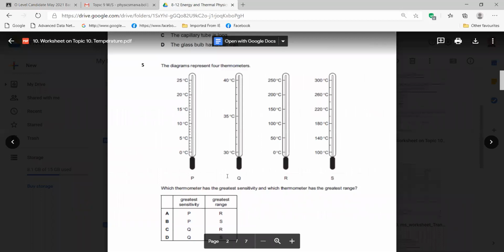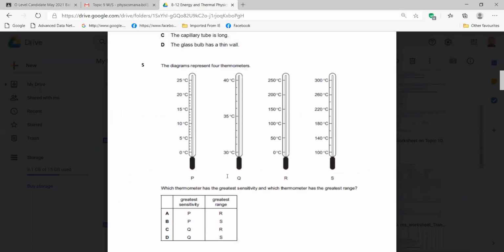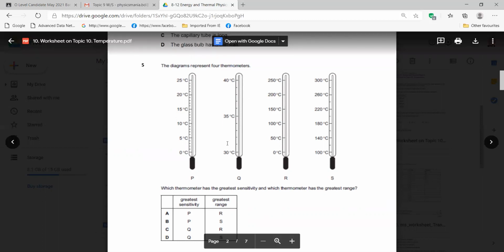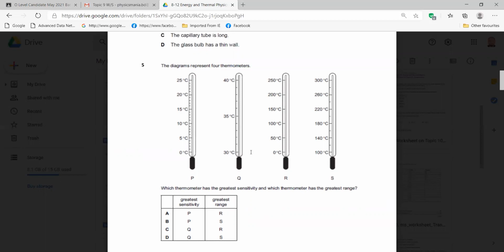Do you want to understand? Yes. Okay, look here, we have 30 to 40 degree, right? Yes. So this one has the least range, 10 degree only, right? Yes. This one is 25, this one is 10, this one is 250, this one is 200. So this one has the least range, right? Yes. And which one has the least range? We are saying that one is more sensitive.